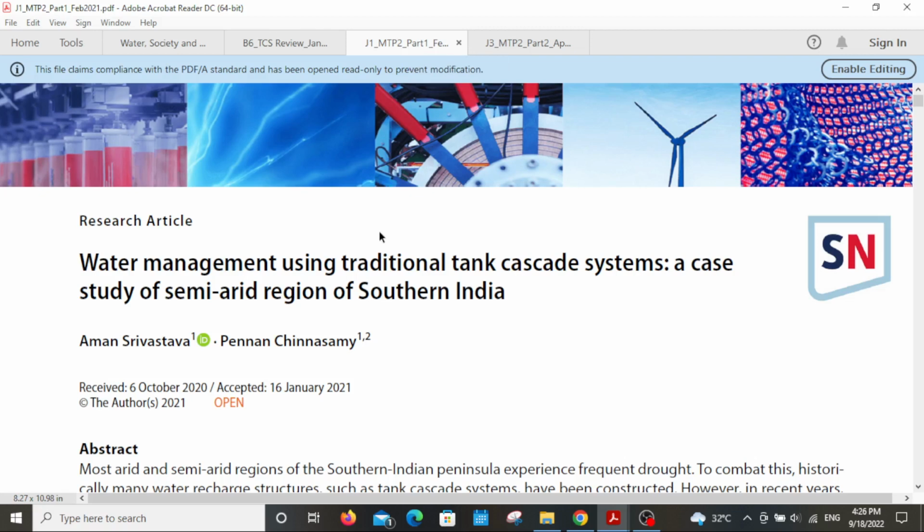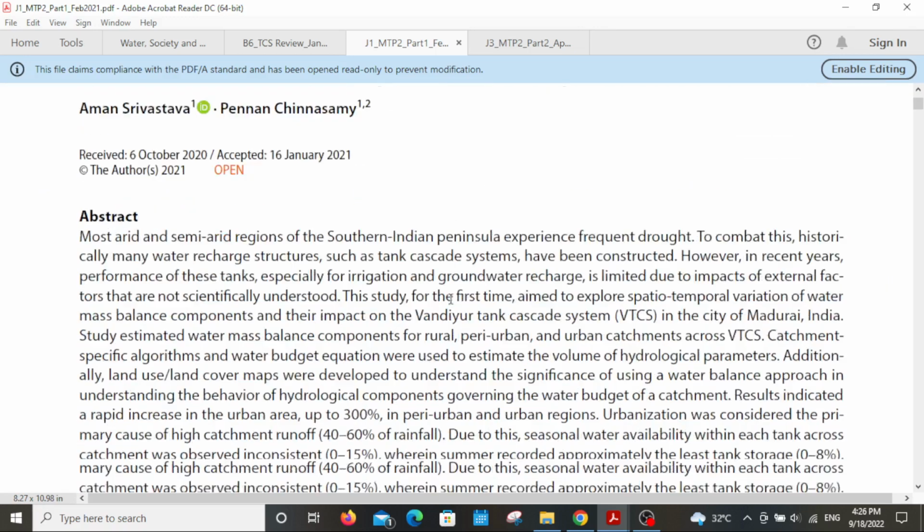As we had discussed last week, let us start with the first reference paper, which is water management using traditional tank cascade systems, a case study of several regions of southern India.